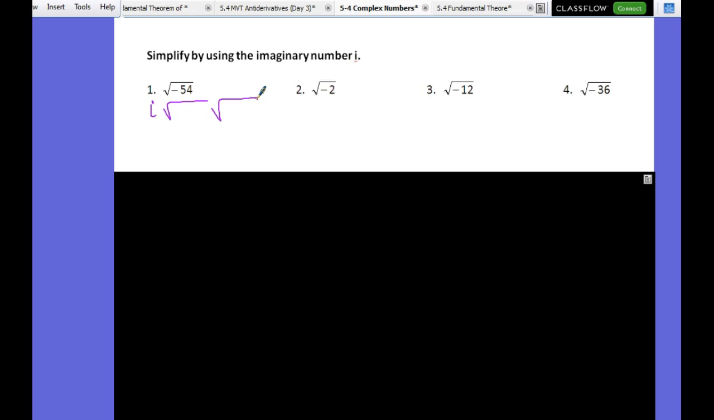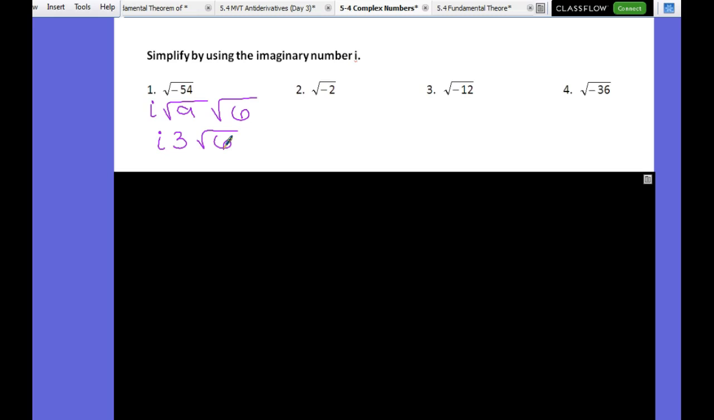Yeah, 9. So this is like i square root 9 square root 6. Simplify your numerical pieces. What is the square root of 9? 3. So some of you asked if it mattered where the i was. No, it doesn't. It kind of looks gross, but you can write i3 square root 6.